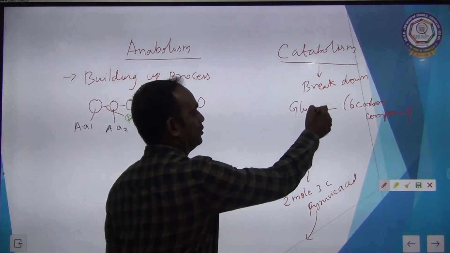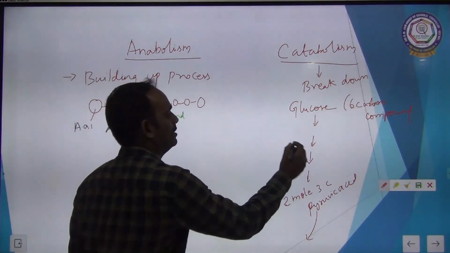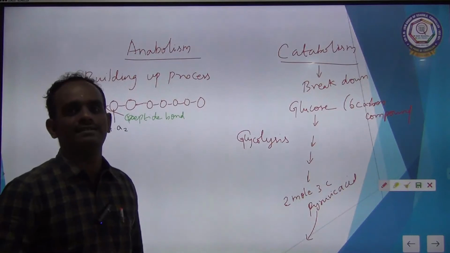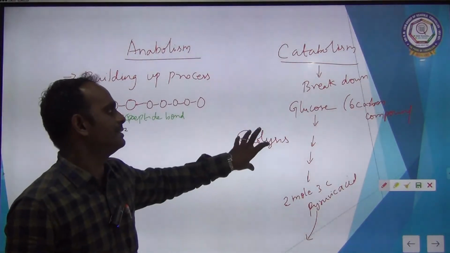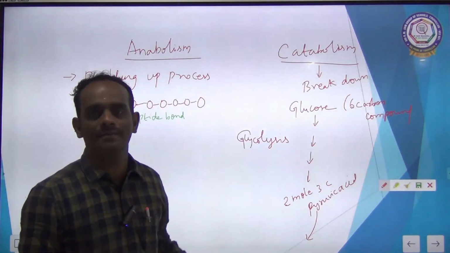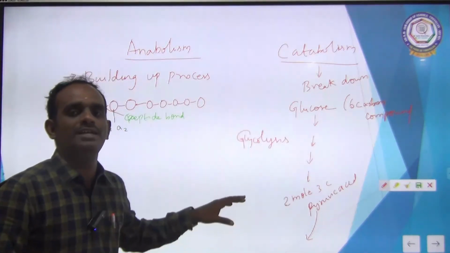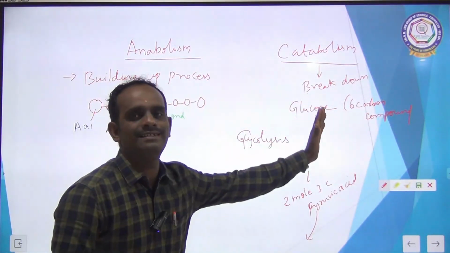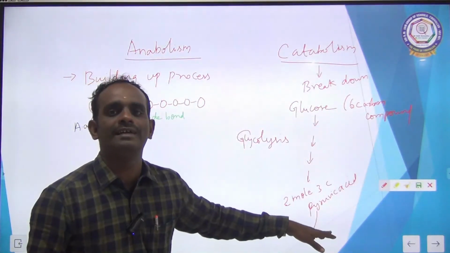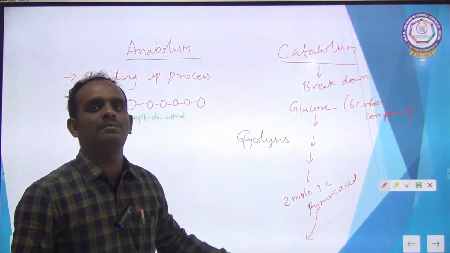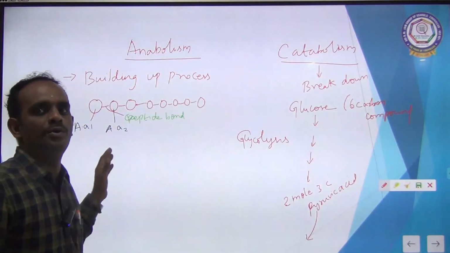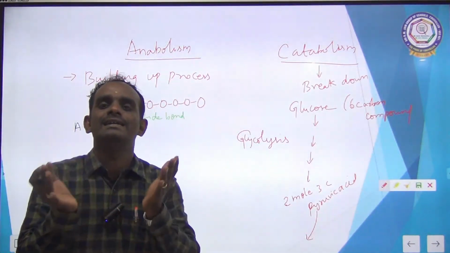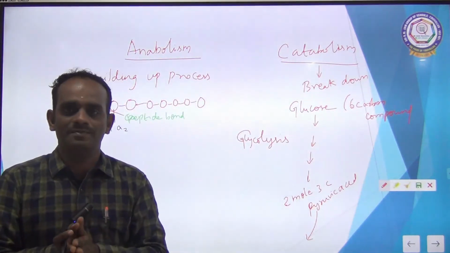So breakdown of glucose into pyruvic acid, that process is called glycolysis. Lysis means breakdown. So glycolysis is a good example of a catabolic reaction. Oxidation too is a catabolic reaction. So glycolysis is nothing but breakdown of glucose. 6 carbon glucose is broken down into 2 molecules of pyruvic acid. So this reaction is a good example for catabolism. Anabolism means formation of protein from amino acids. The combination of anabolism and catabolism is said to be metabolism. Clear?